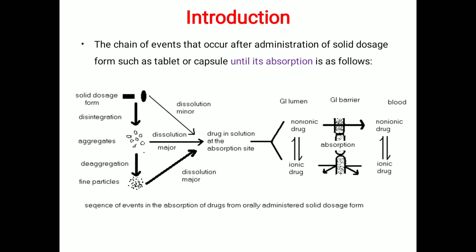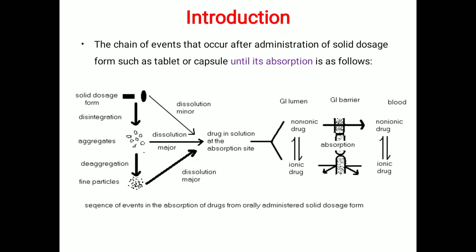After administration of a solid dosage form, either a tablet or capsule, consider firstly the tablet. It mainly disintegrates, then its aggregates are formed, then after deaggregation its fine particles are formed and they are dissolved into the aqueous GI fluid. In case of a capsule, its shell firstly dissolves, then the drug particles are dissolved into the aqueous GI fluid. So these steps like disintegration, deaggregation and dissolution take place before the drug absorption.